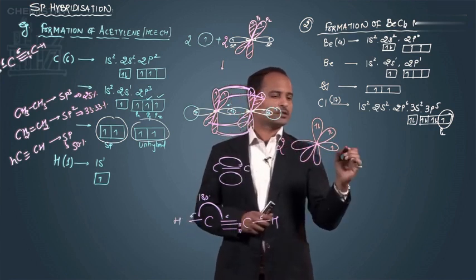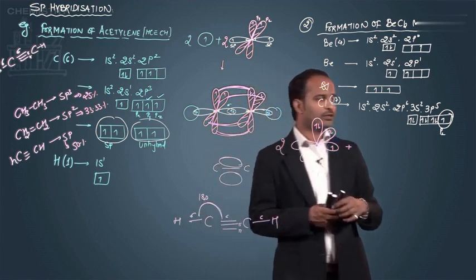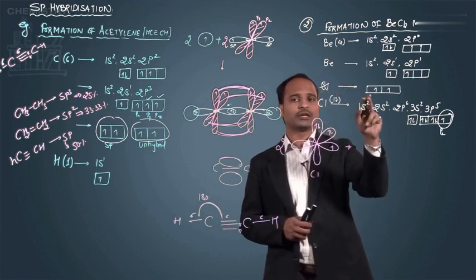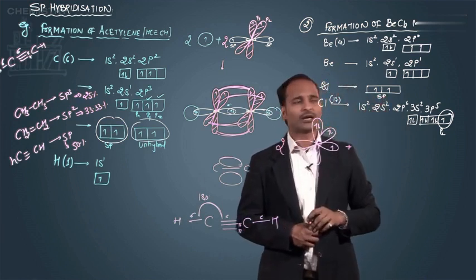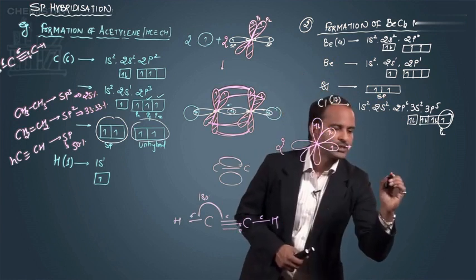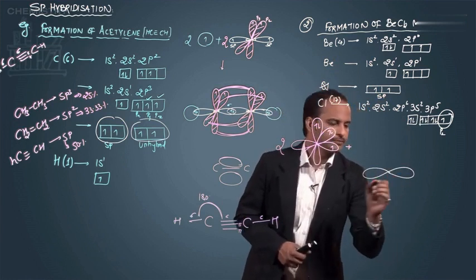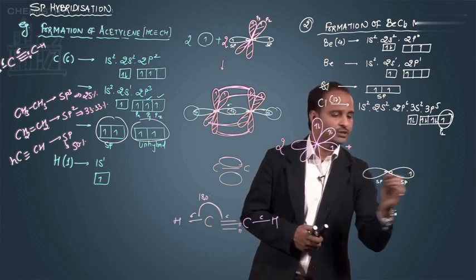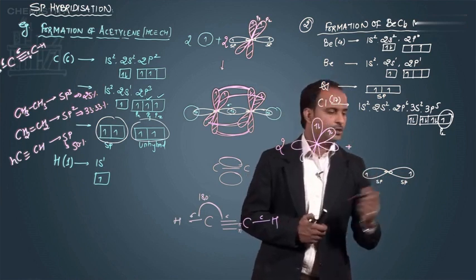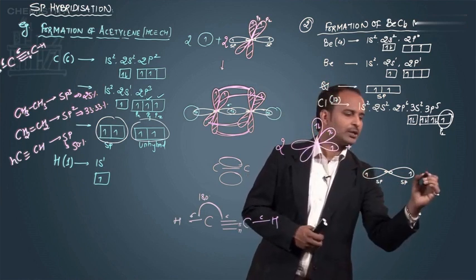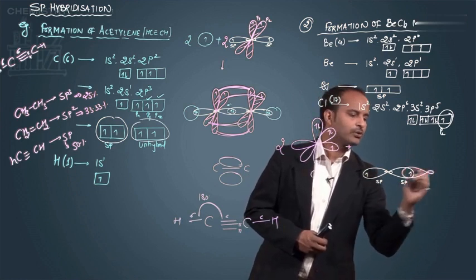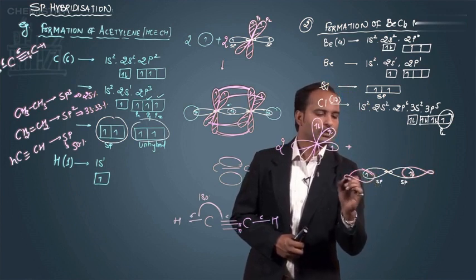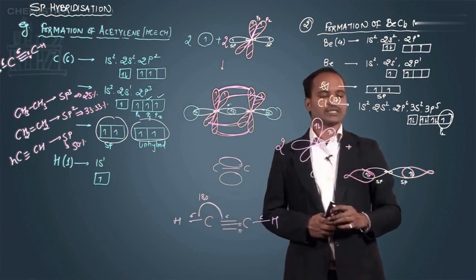How many chlorine atoms? 2 chlorine atoms are there, whose pz orbitals overlap with beryllium. From beryllium, we have sp hybrid orbitals. Each of them is an sp orbital, and each has 1 electron. Now for chlorine, I'm again drawing only the pz orbital during overlapping. The first chlorine overlaps here, and the second chlorine also overlaps here. So this is the BeCl2 molecule.